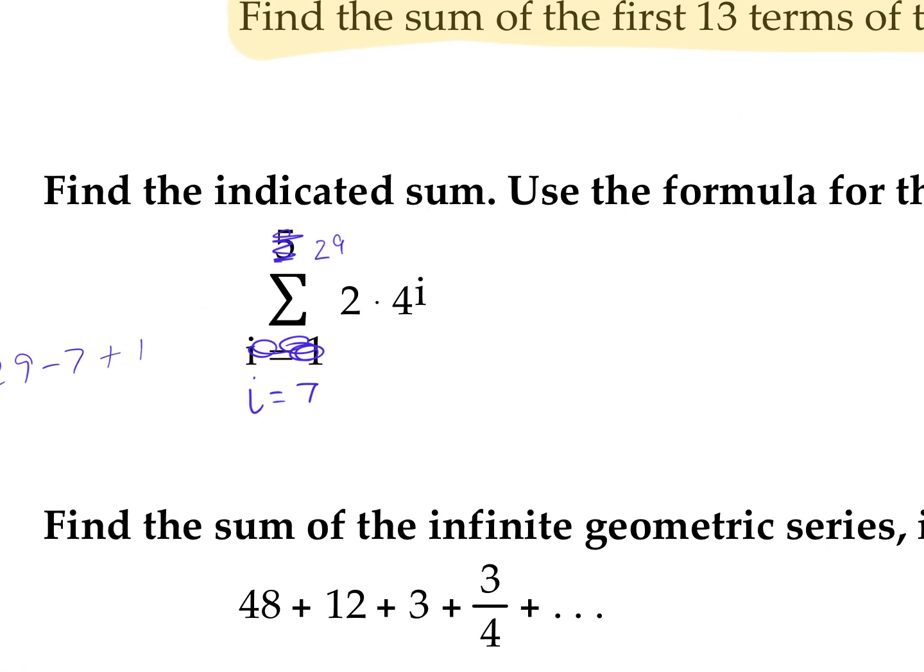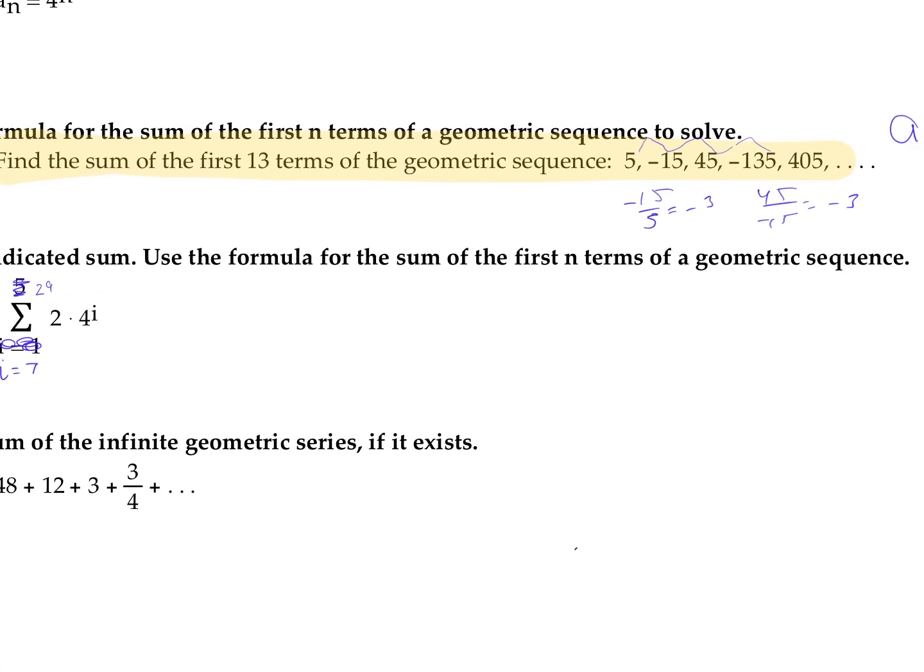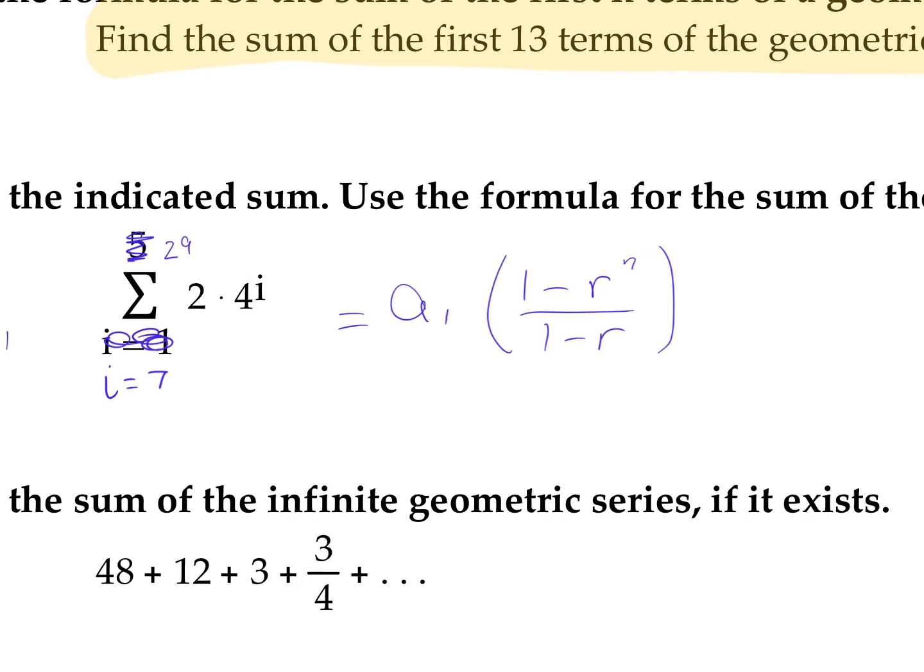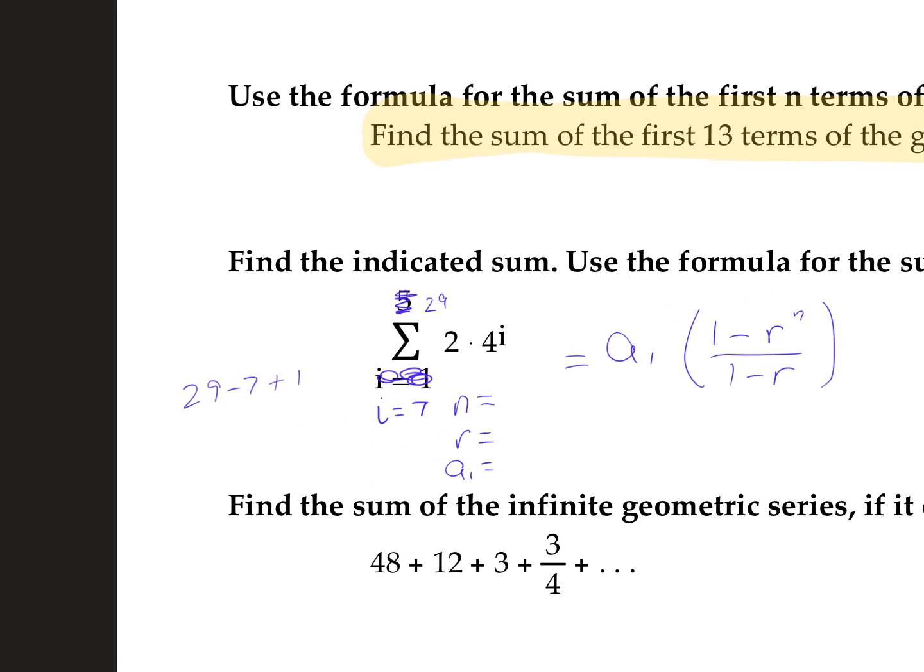What do you need in order to find the sum of a geometric sequence, the finite one? What's the formula for finite? First term. Then what? 1 minus r to the n power over what? 1 minus r. Okay, so relax, guys, for a second. There's some things we need. We need our n. We need our r. And we need our first term, correct? Well, what is the n? How did I figure that out? It's bottom minus top. So 29 minus 7 is 22 plus 1 is 23. So there's 23 terms we're talking about.